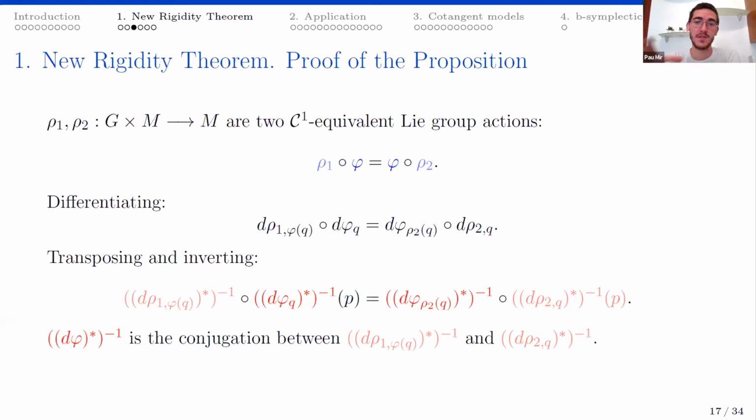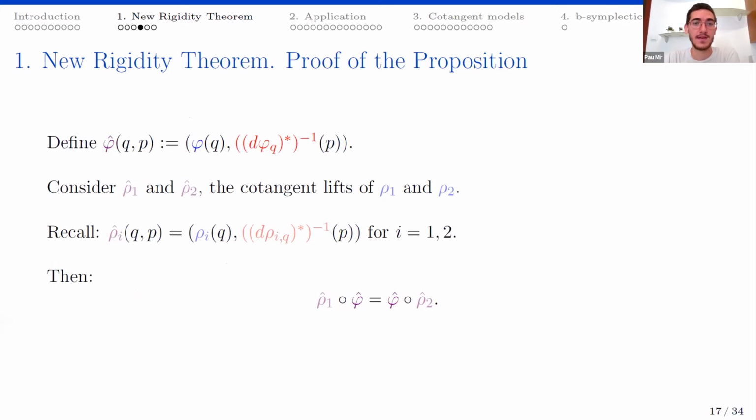So Palais already provides the diffeomorphism that conjugates the actions on the base. And if you define the cotangent lift of this diffeomorphism given by Palais, you find that it satisfies all the properties needed to conjugate the cotangent lifts of both actions on the cotangent bundle. So basically, this hat phi that we define this way, defined as phi, the original diffeomorphism on the base, and the inverse of the pullback of the differential of phi on the fiber, in fact, conjugates the cotangent lift of ρ1.